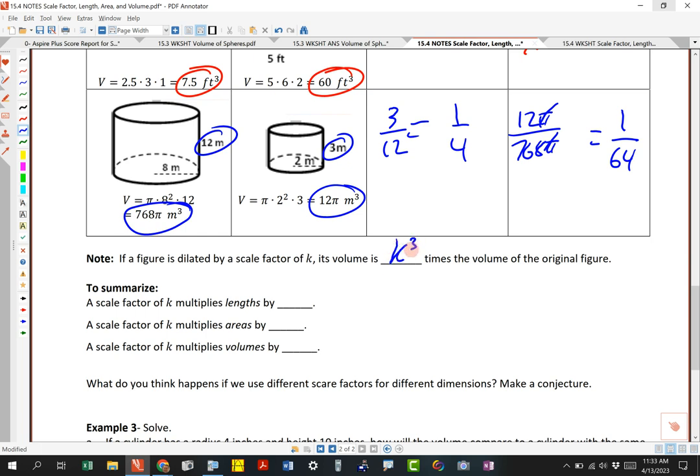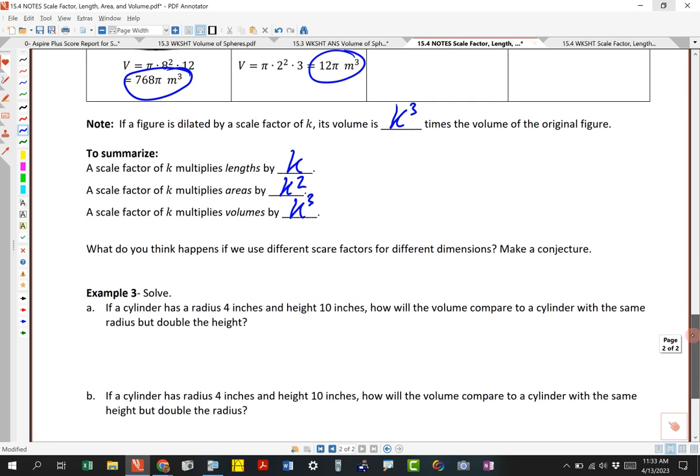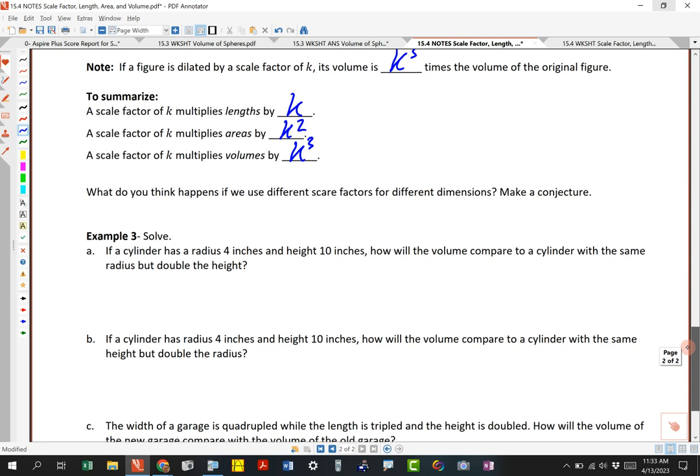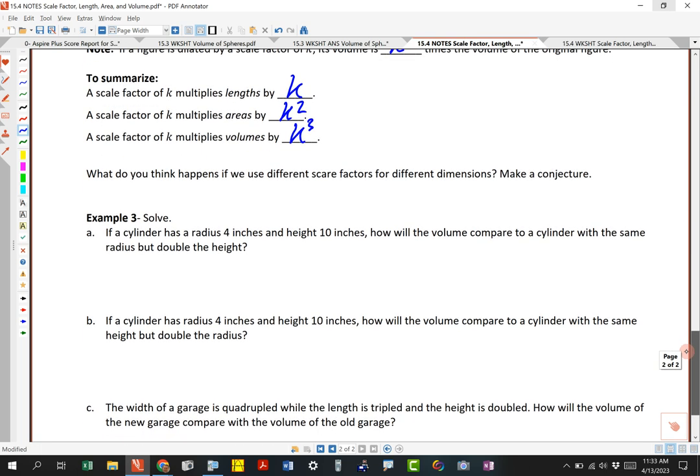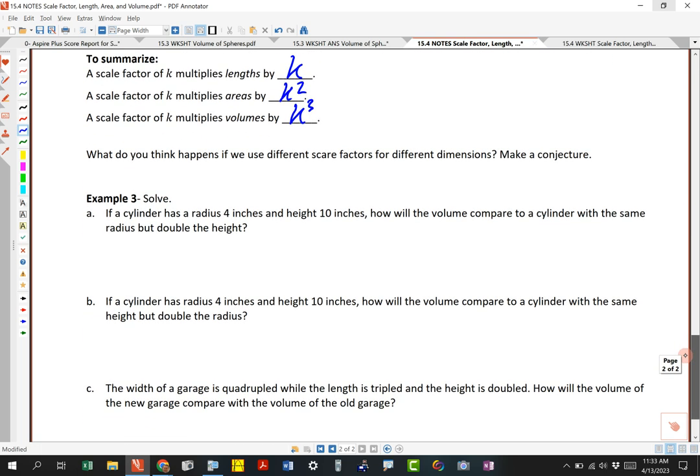K cubed. So a scale factor of k multiplies lengths by k. A scale factor of k multiplies areas by k squared. And a scale factor of k multiplies volumes by k cubed. So what if we did have something that we could think of or draw in 4 dimensions or 5 dimensions? K to the 4th, k to the 5th, all that sort of stuff.